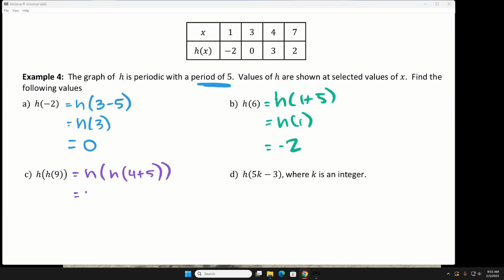All right, so the outside h is just going to hang on. I can drop off the period part and find h of 4, which is 3. And then before you start trying to add 5 or multiples of 5, just look here. 3 is there. So h of 3 is just 0. That's just normal math.